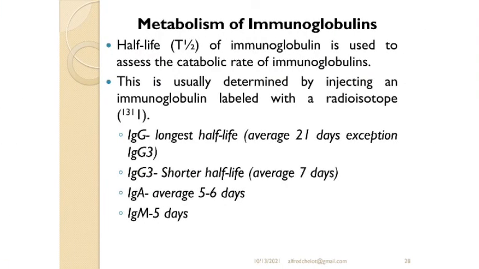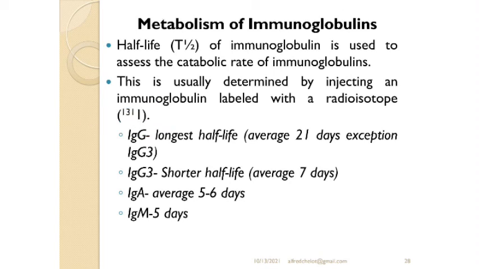Then lastly, we shall look at metabolism of immunoglobulins. It's important for you to know that the half-life of immunoglobulins is used to assess the catabolic rate of the immunoglobulins. And half-life corresponds to the time taken for a reduction to half of a circulating immunoglobulin concentration after equilibrium has been reached. So this is usually determined by injecting an immunoglobulin labeled with a radioisotope. For example, we are having this immunoglobulin that has been labeled with a radioisotope here.